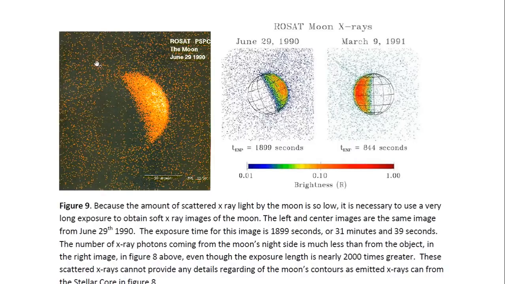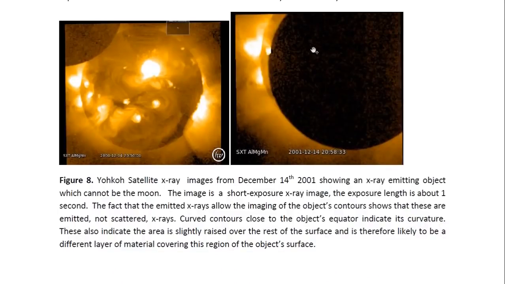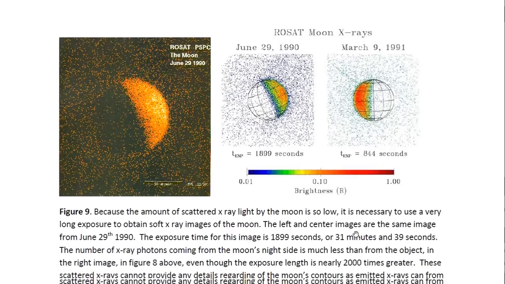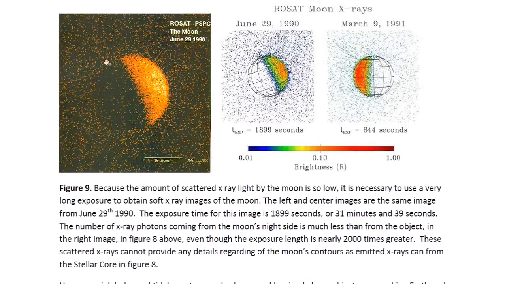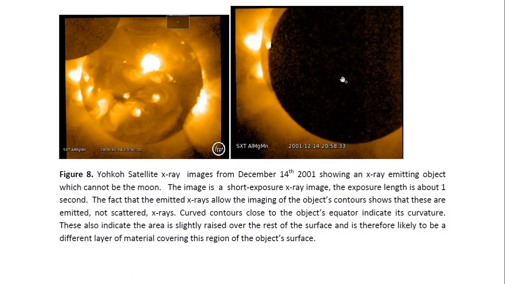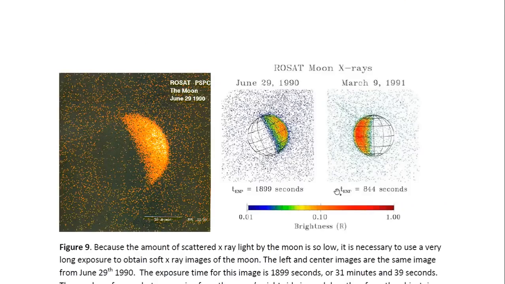And these are how many X-ray photons the moon managed to scatter in that time, and from its night side. So this means that this object cannot be the moon. Also, we cannot get any ideas of the moon's contours from scattered X-rays. Only emitted X-rays can give us an idea or allow us to image the contours and surface features of an object.